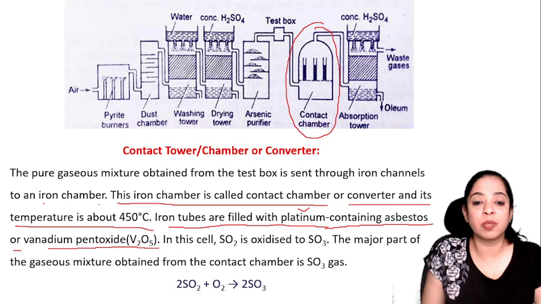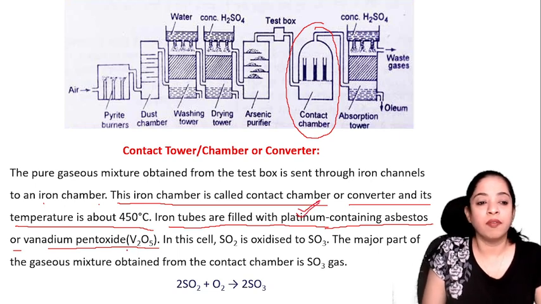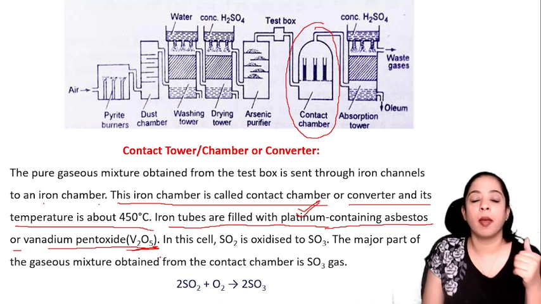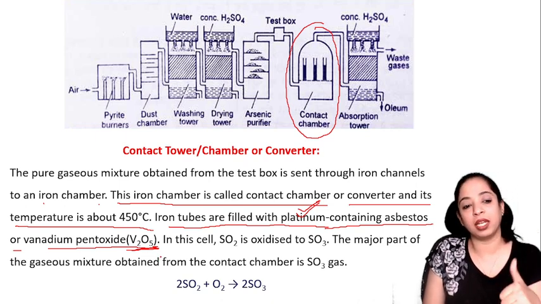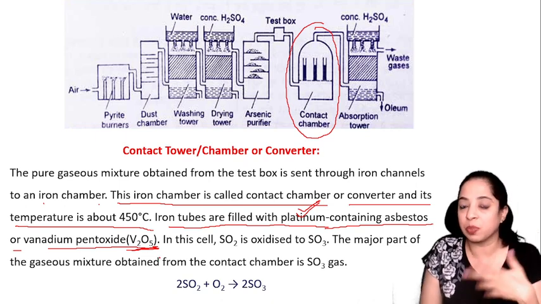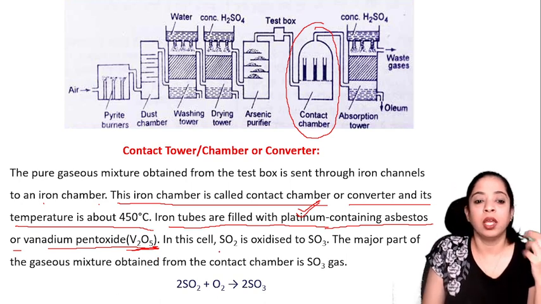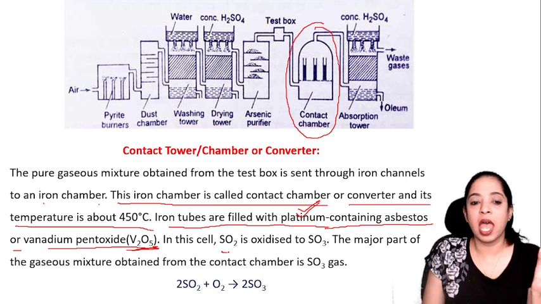It has a catalyst, platinum or vanadium pentaoxide. So these are the two catalysts which can be used, platinum or vanadium pentaoxide. But platinum is expensive, so we mostly use vanadium pentaoxide, right? Now in this cell, what happens? SO2 is oxidized to SO3. The major part of the gaseous mixture obtained from the contact chamber is SO3.